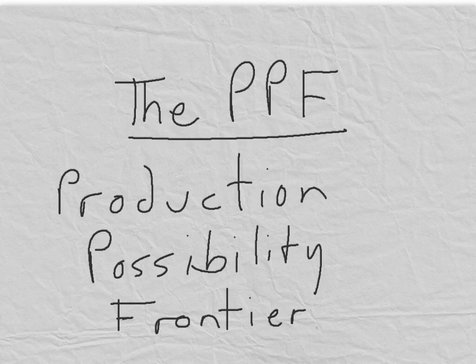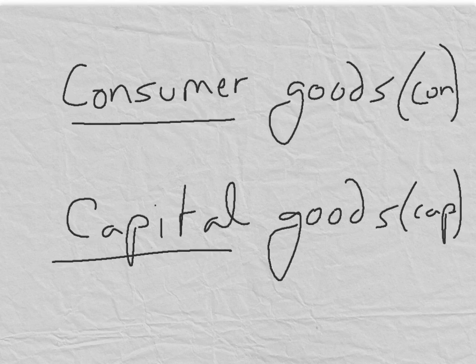In this presentation, we're going to look at a graph which is very useful in microeconomics called the Production Possibility Frontier, or PPF for short.